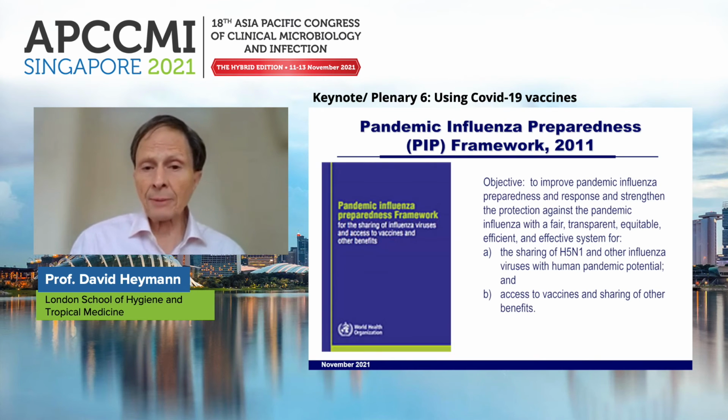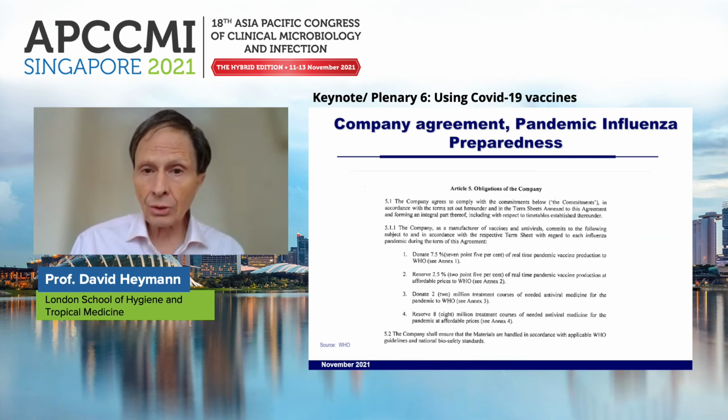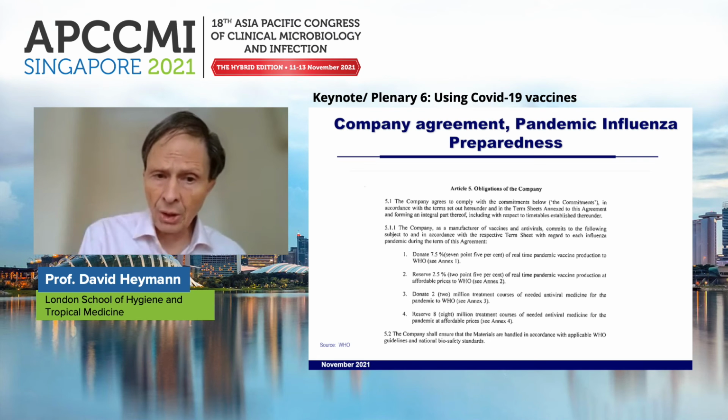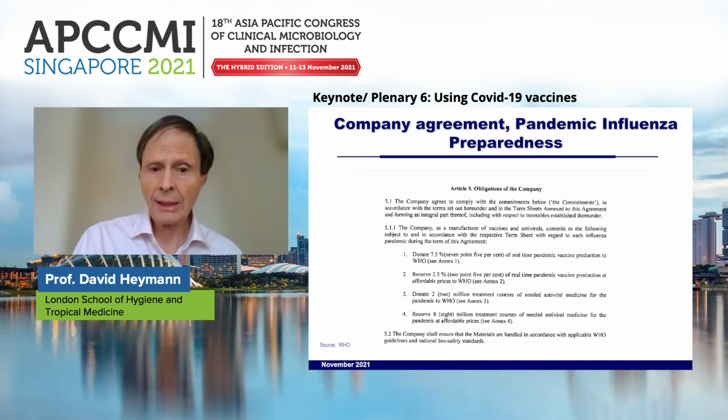For influenza, there were some intergovernmental groups that began to meet back in 2007 that developed the Pandemic Influenza Preparedness Framework, which actually assures that companies will provide vaccine to WHO at the time of an influenza pandemic. They will donate vaccine to WHO, and they will also reserve vaccine that WHO can purchase at affordable prices.